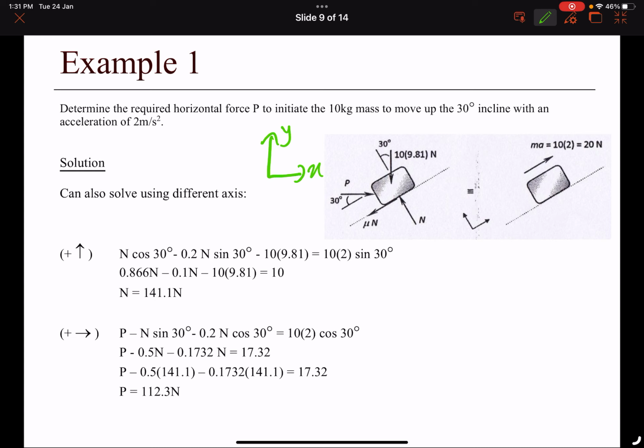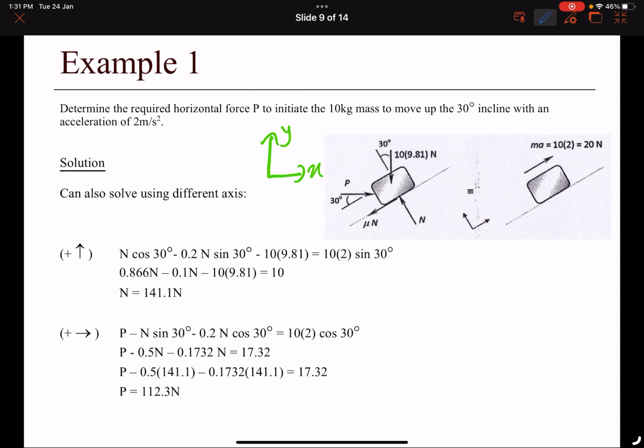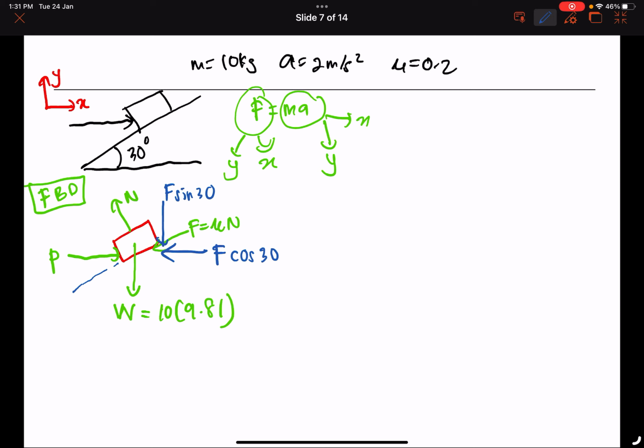Okay, let's say you define this one first, then you have to resolve it into several components. So this one you have to resolve, for example, this direction should be F cos 30, and this one should be F sin 30. F cos 30, F sin 30. So this one is F cos 30, for the X component.